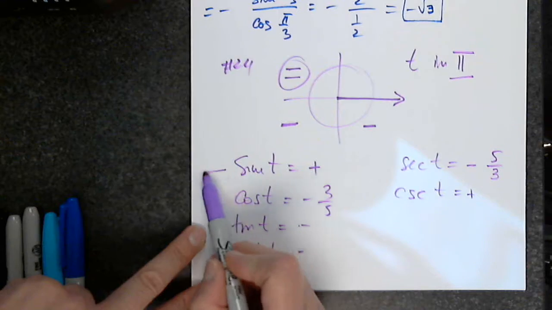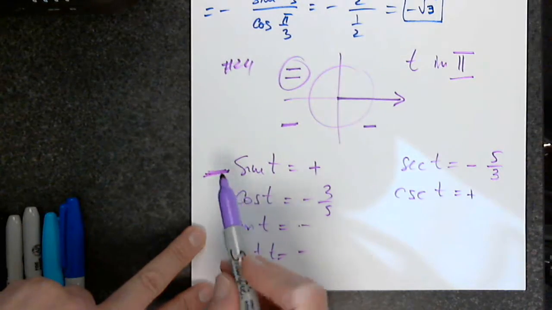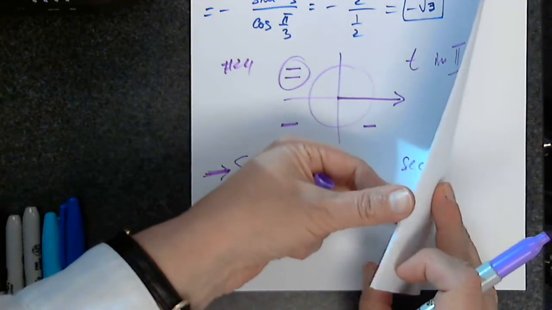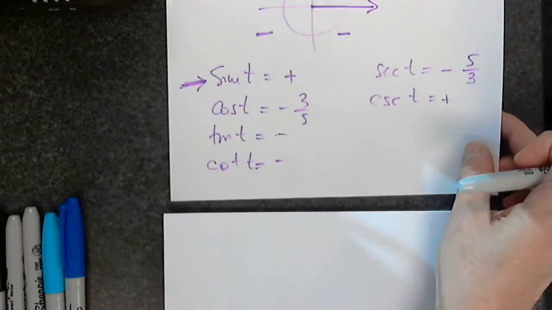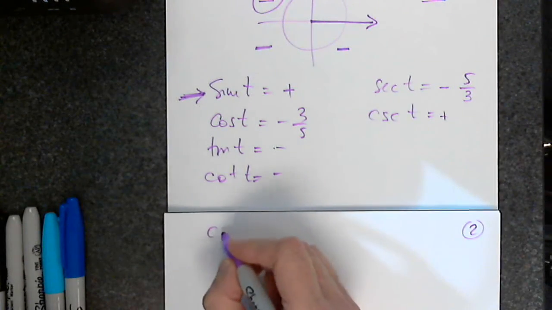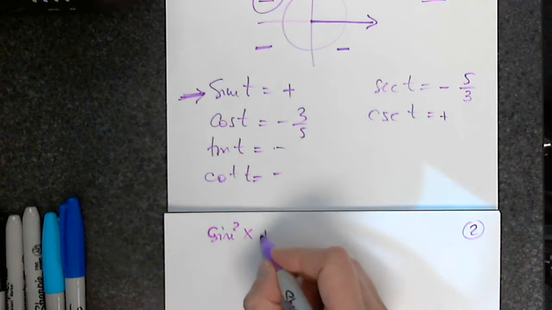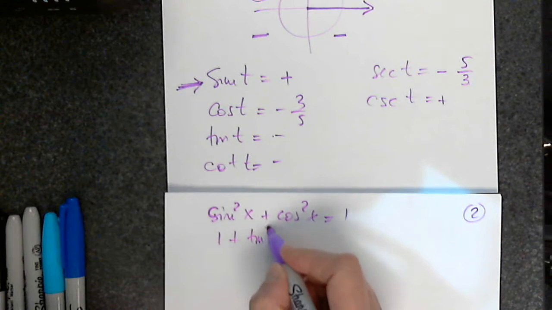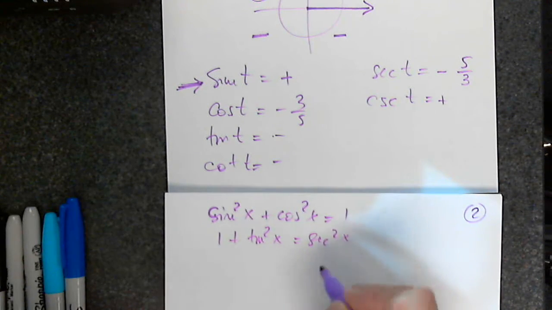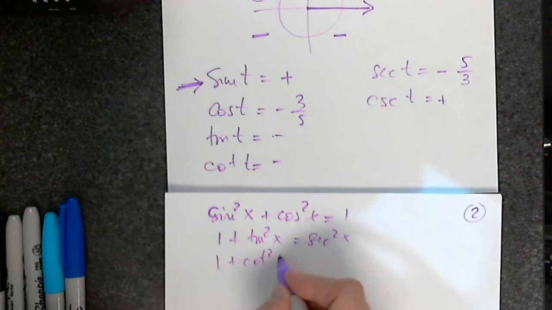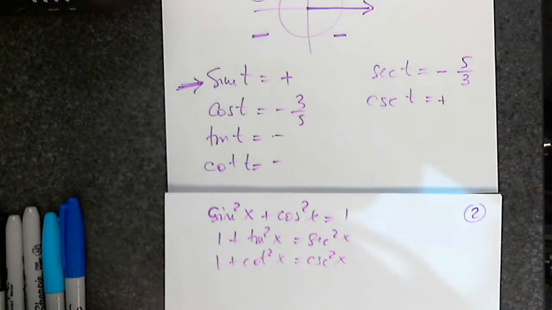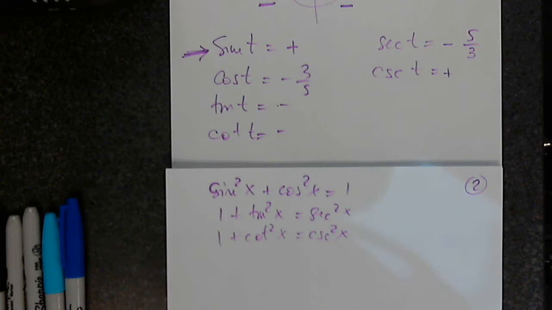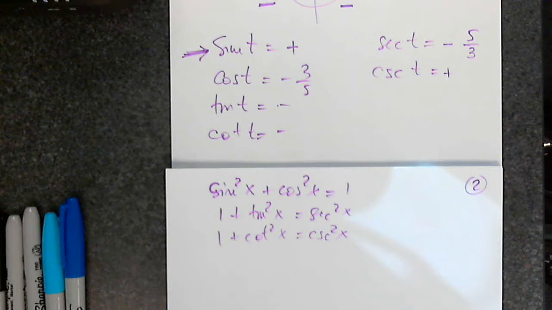My next step would be to find sine. If I find sine, then I found the rest of the trig functions. And I do have 3 identities that I have to remember. So here they are. Sine squared x plus cosine squared x is 1. 1 plus tangent squared x equals secant squared x. And 1 plus cotangent squared x equals cosecant squared x. That's what we need to know for now. I will review all the other identities in a minute.